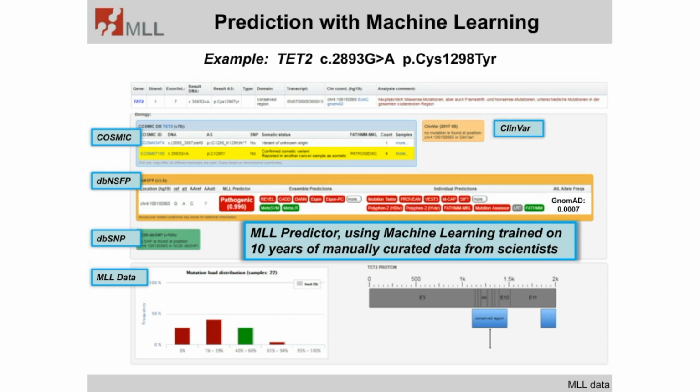Now, dbNSFP is a database developed for functional prediction, and it is a compilation of 20 different prediction algorithms. Each of these tools uses a different approach, such as evolutionary conservation, protein structure stability, and so on, with their own strengths and weaknesses, and a high error rate. Thus, a consensus rating of multiple tools is used.